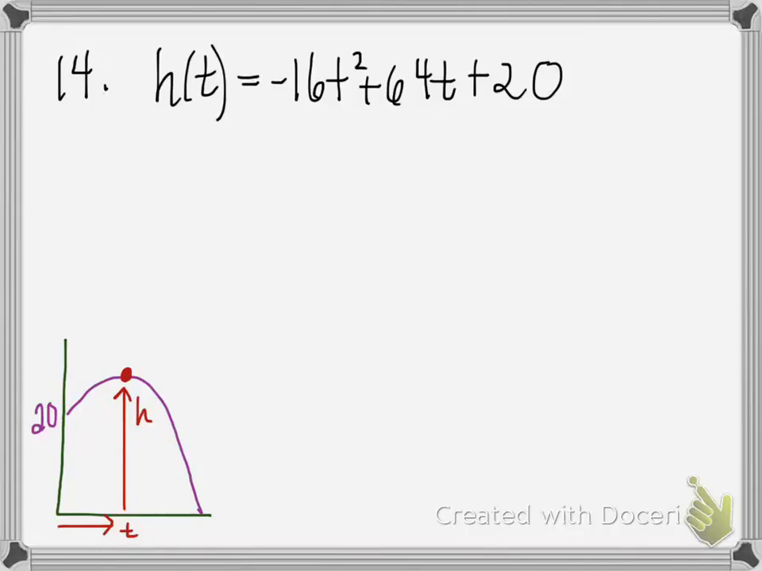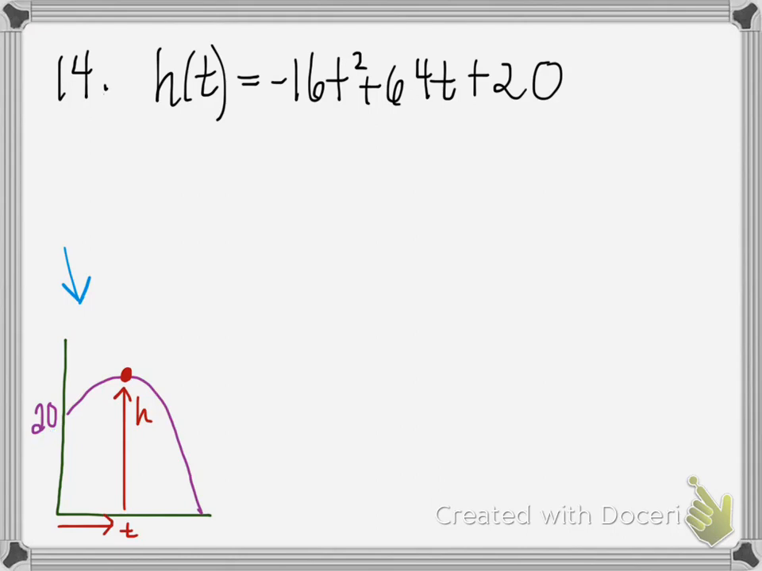For number 14, you're given a scenario where a firework is being shot in the air and then lands back on the ground. And this equation here gives the height, h represents height, at a certain amount of time that's gone by, and the time is in seconds. So this picture here that I drew down below, I knew that it started at 20 feet because the back number here was 20, the y-intercept.